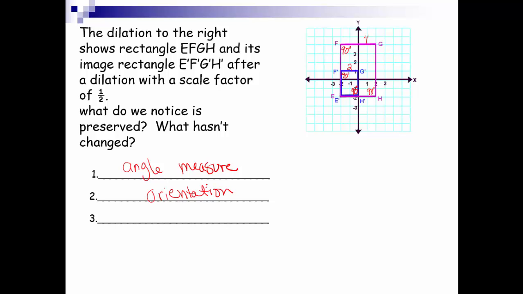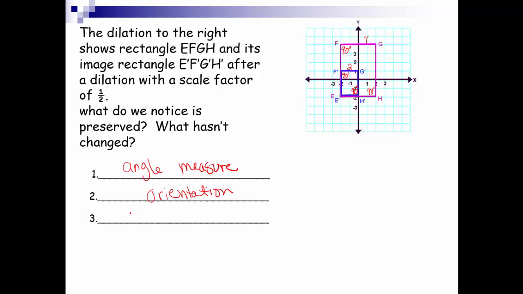Miss Pearson, if we're talking about dilations, angle measures are preserved, orientation is preserved. What is the third item preserved for dilations? I'm gonna be honest. Not perimeter. Nope.